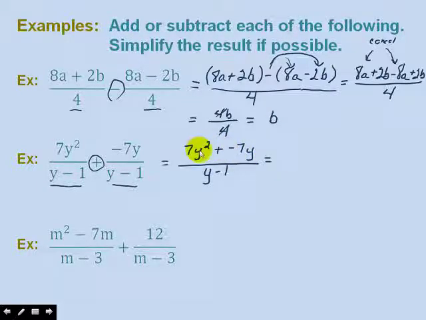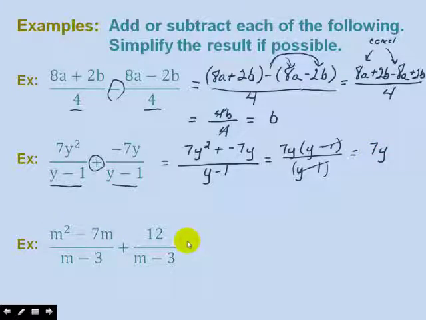Now we can't do any combining of terms here since these aren't like terms, but notice that we can do some factoring. Since both of these have a 7y, we can factor that out, and that leaves us with y from the first term and a negative 1 from the second term. And if you notice, this y minus 1 in the denominator counts as a factor because it is the whole denominator. So we can cancel that with the y minus 1 in the numerator. And our final simplified answer is just 7y.